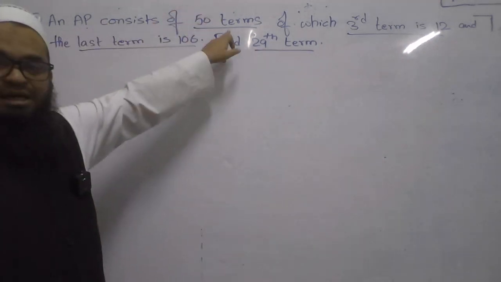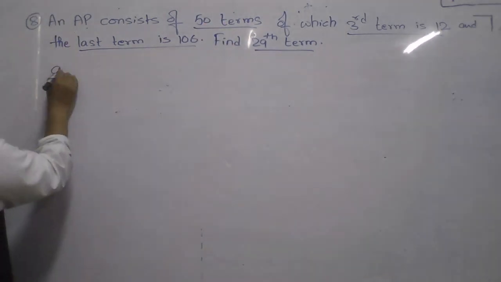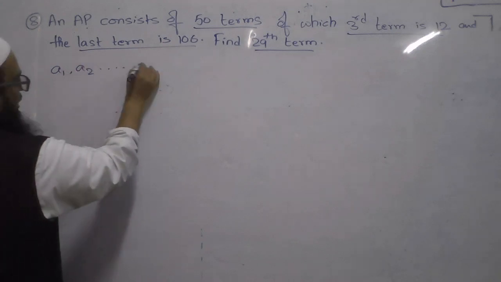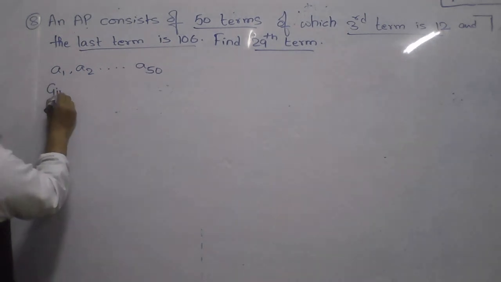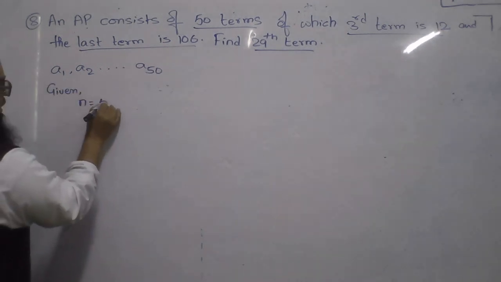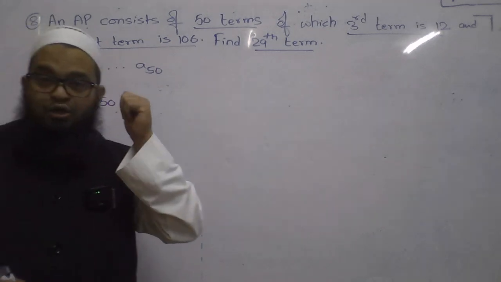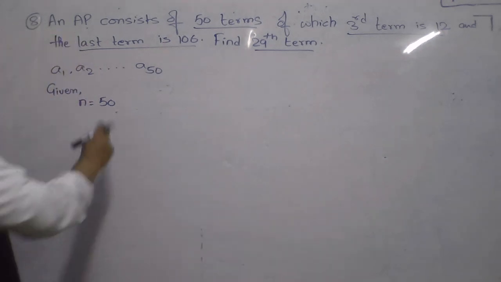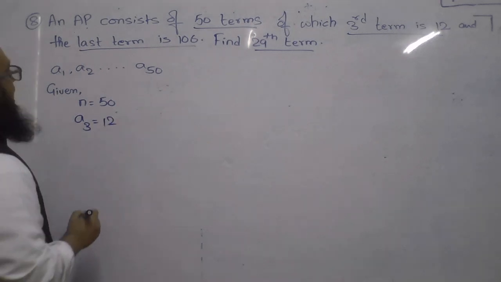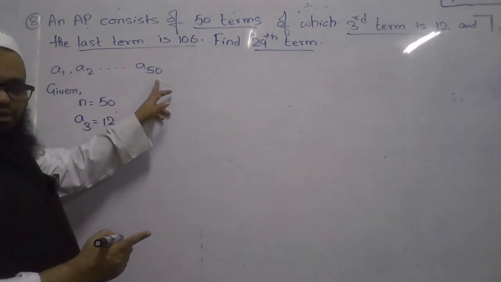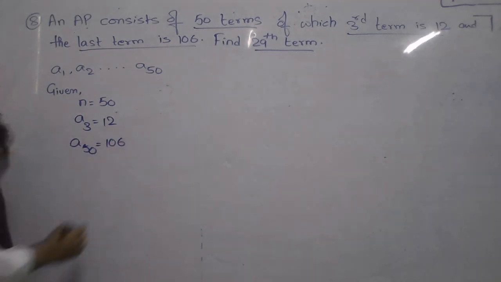AP consists of 50 terms. That means what? He has given the number of terms. That means in our mind, it has to run A1, A2, and so on. You have 50 terms. What is given? n is equal to 50. If you are able to write down this step, you can do any problem in arithmetic progression. So n is equal to 50. Whose third term is 12? A3 equals 12. And the last term, what is the last term? The 50th term. So A50 equals 106.